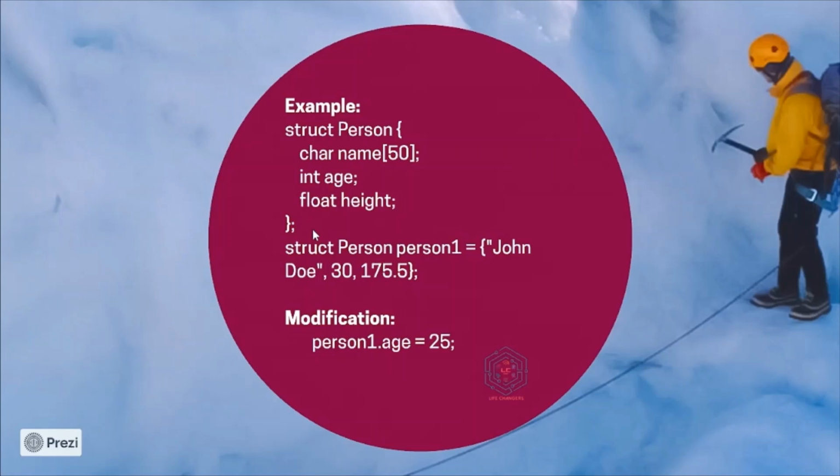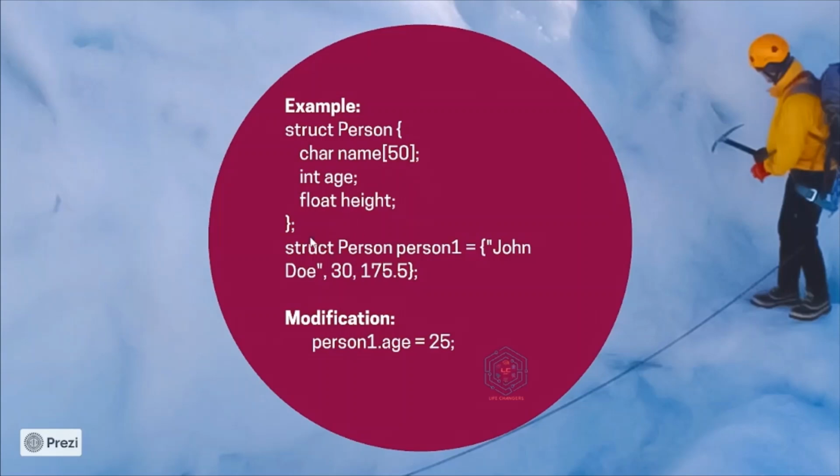If we want to store information about a person, then there is a group of data, right? So if we want to store groups of data, then we can go for a structure in C.